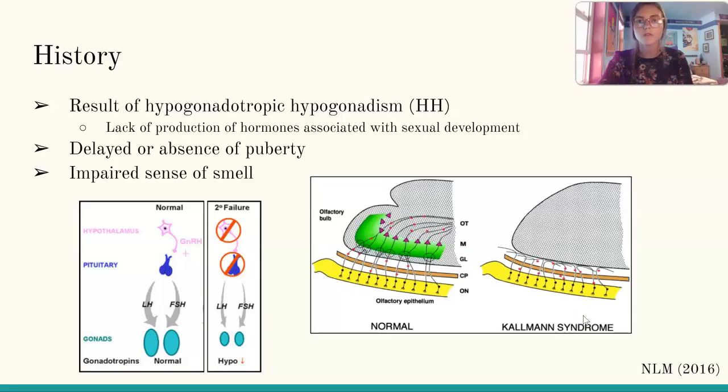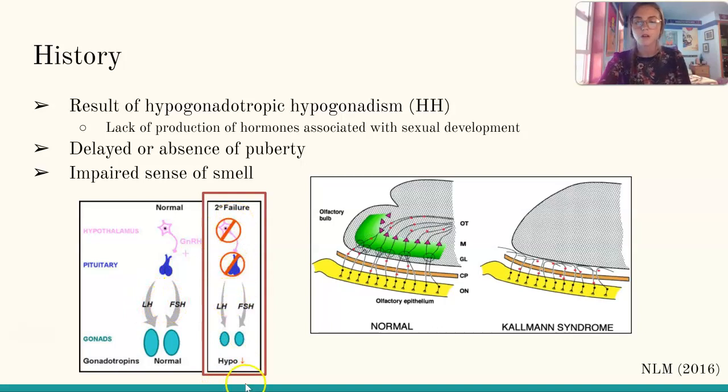So I'll start off with a little bit of background. Kallmann syndrome results from hypogonadotropic hypogonadism, or HH, and this occurs when GnRH, or gonadotropin-releasing hormone, is not properly secreted from the hypothalamus and therefore doesn't travel to the pituitary gland to stimulate these other hormones. And so we see this right here.